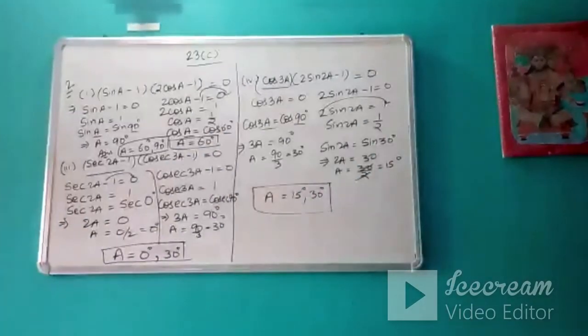Okay, so like this you can solve trigonometric equations in this form in order to find the value of the unknown angles.